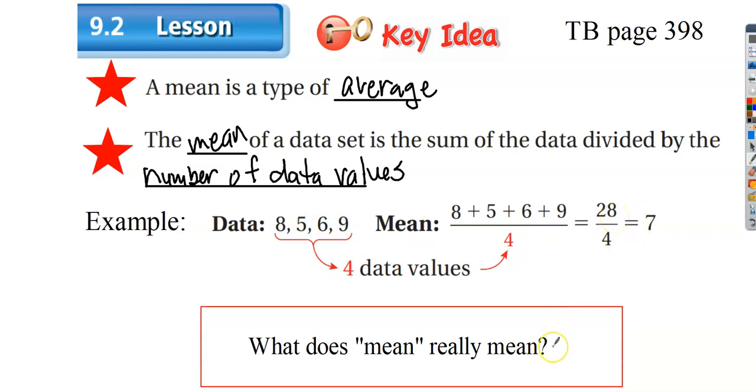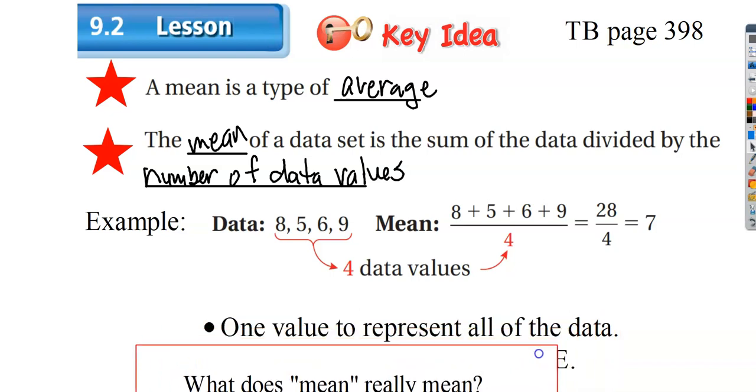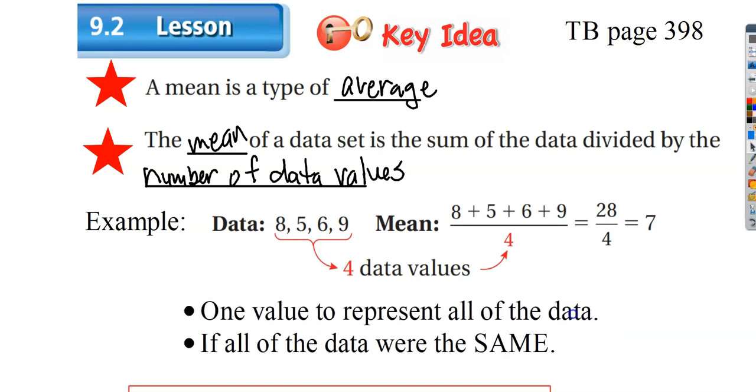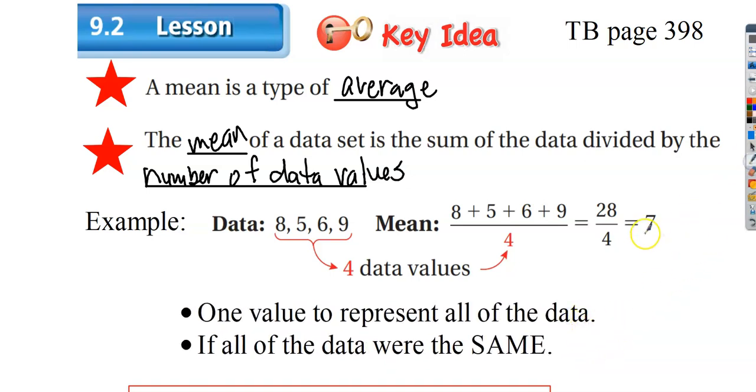And then I'm asking you, what does the mean really mean? And so here's what I want you to write down. There is one value that could represent all of the data. So this 7 is representative of this data set, even though the numbers are not all 7. If I was going to pick one number that best represents how much rain there was in 4 days, I would pick the 7 because it's an average, which also is the same idea if all of the data were the same. So if every day was a 7, that represents the 8 plus 5 plus 6 plus 9 divided by 4.